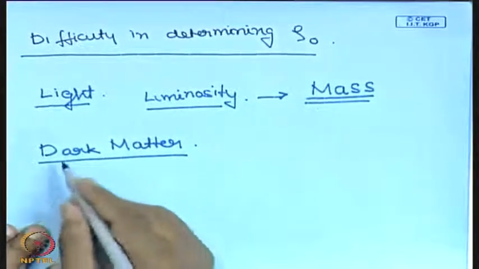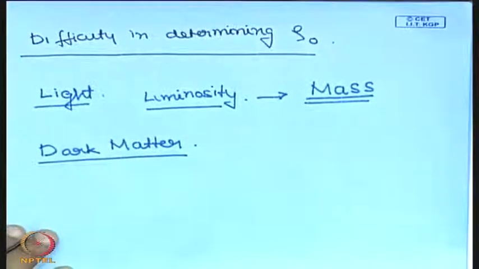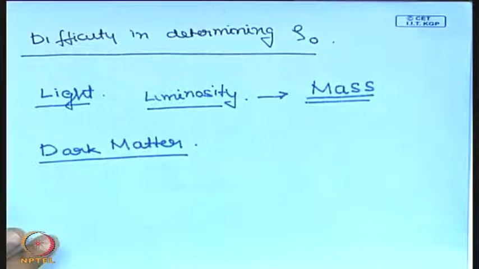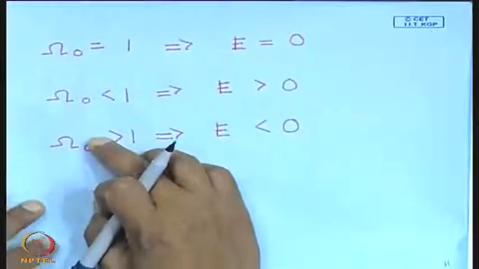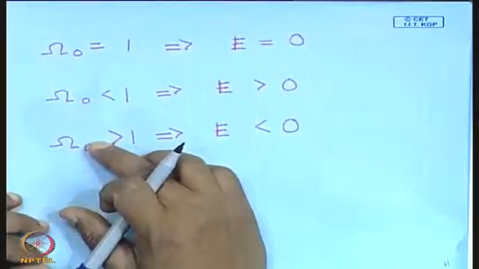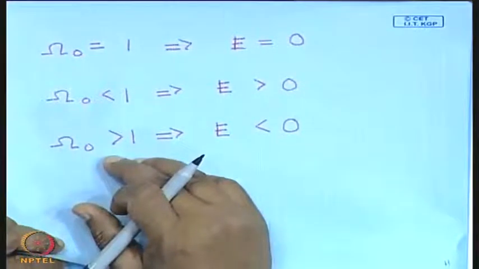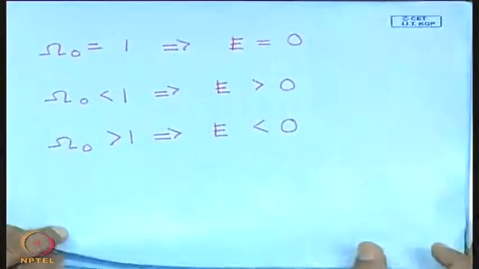So there is no way of directly measuring the density. This is something which cannot be directly measured, the density of the universe. If you think that you could actually measure the density and determine the value of the density parameter, that is not feasible. So one has to adopt indirect means for determining the value of the density parameter, and that is the first thing that we have to realize.